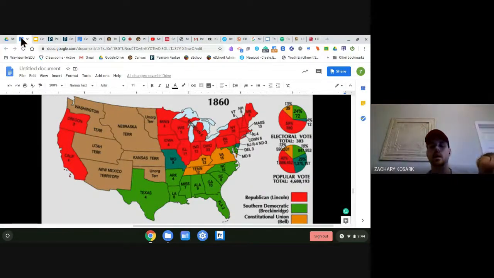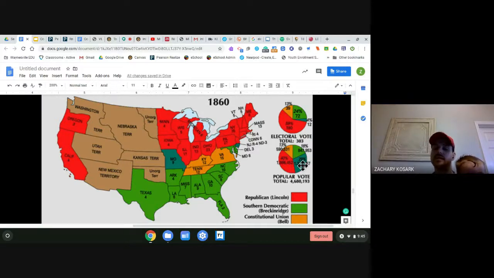If you look at the pie charts over here, what you'll see is that the popular vote really goes Lincoln's way. If the Democrats had been unified and hadn't had two candidates, Lincoln would have lost, because if both sides of the Democratic ticket had just picked one person and not split their votes, Lincoln would not have had enough.